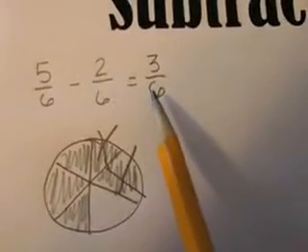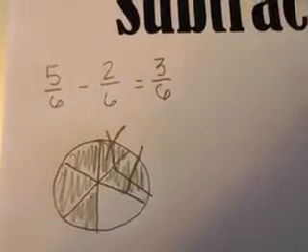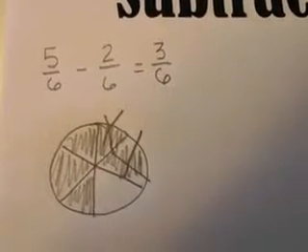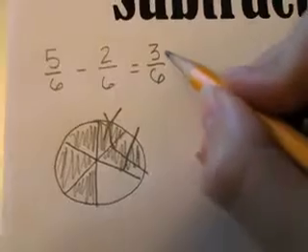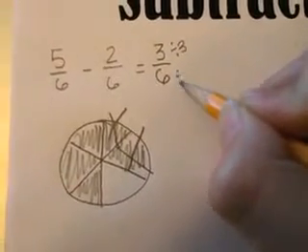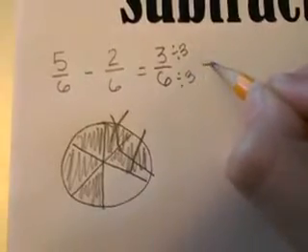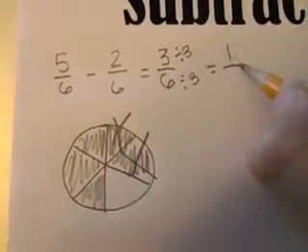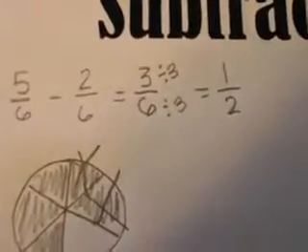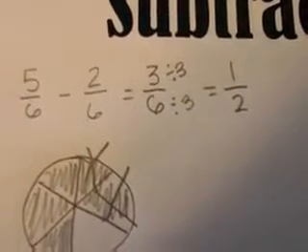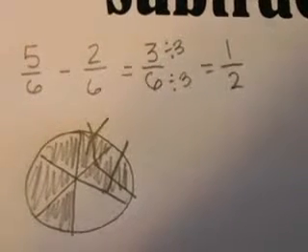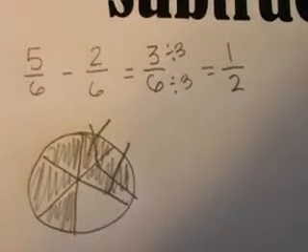Our last step for fraction problems is to simplify or reduce. So we have to find a number we can divide both 3 and 6 by. In this case, you can divide them both by 3. 3 divided by 3 is 1. 6 divided by 3 is 2. So our final reduced answer is 1/2. And if we look at our picture, 1/2 of the pizza pie is remaining.